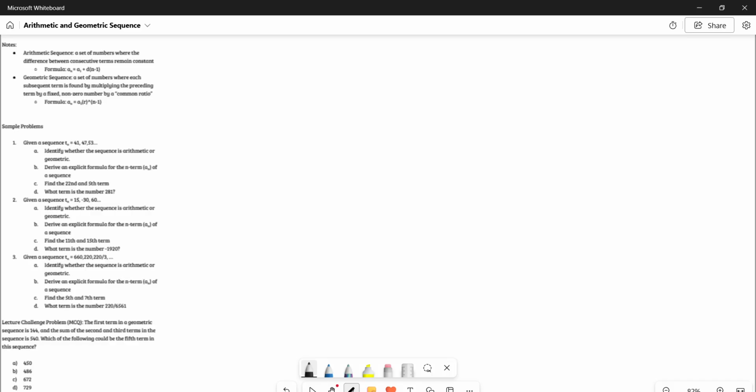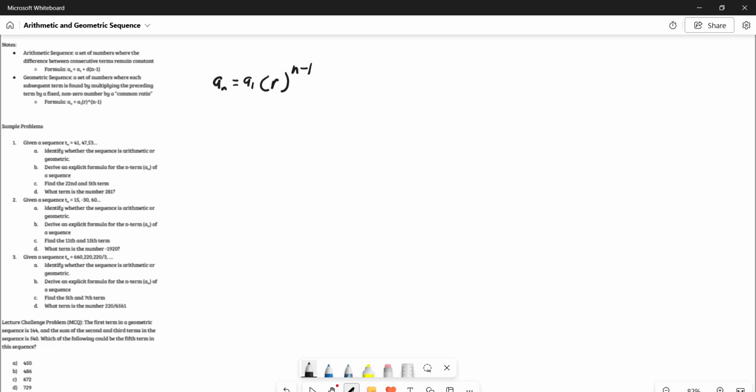So the formula for the geometric sequence, you can look at the left. It's going to be a sub n is equal to a sub 1 times the common ratio r to the n minus 1. N is the nth term of the sequence. A sub n is the value of the nth term of the sequence. A sub 1 is the first term of the sequence, and r is the common ratio.